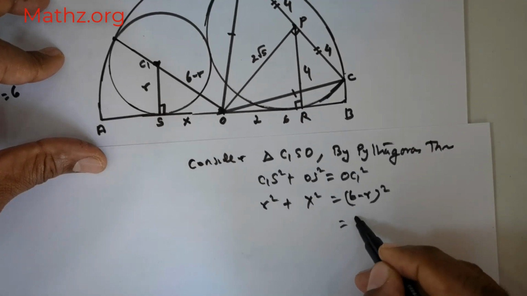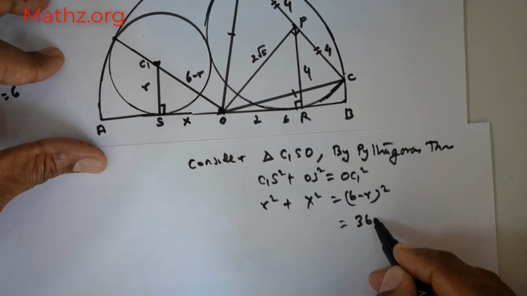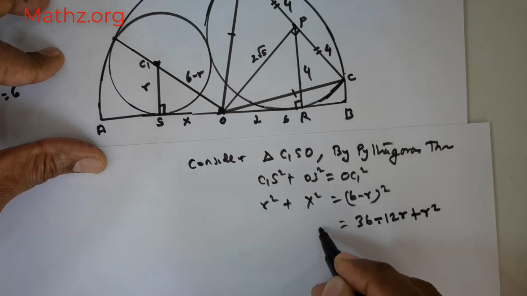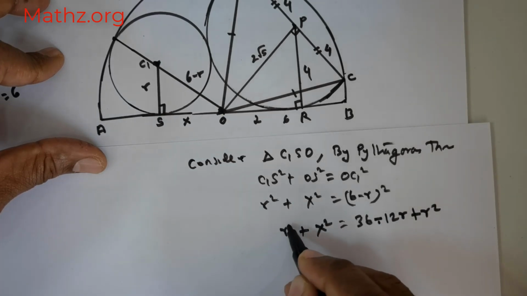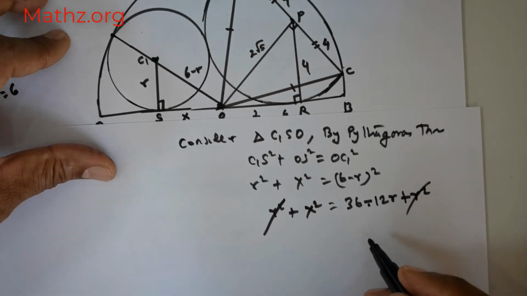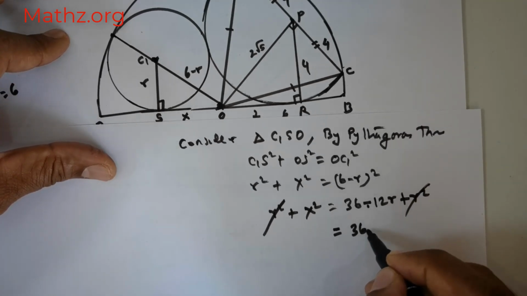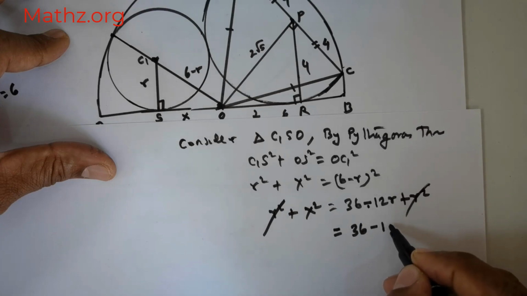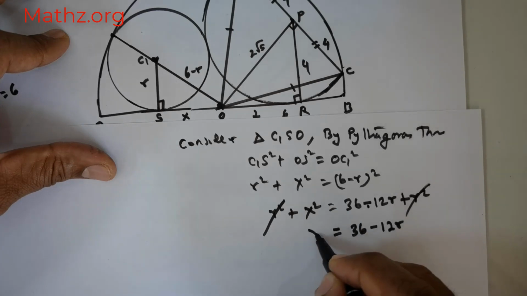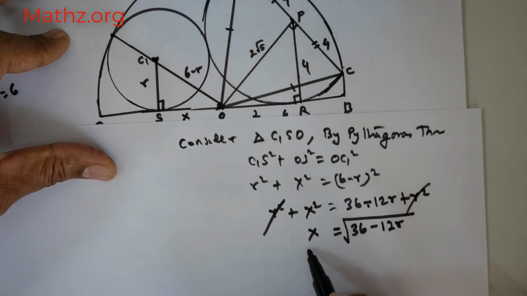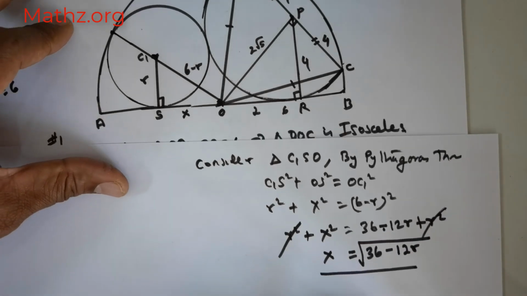So you expand this, you get 36 minus 12 times r plus r squared equals x squared plus r squared. This and this can be cancelled. So you have 36 minus 12 times r is equal to x squared. So x is going to be the root of this. This is the value. I need this value.